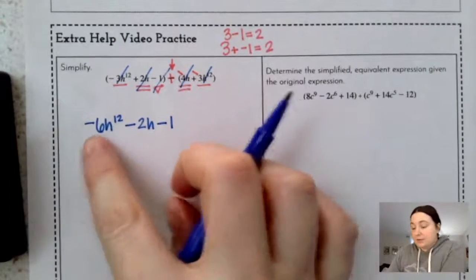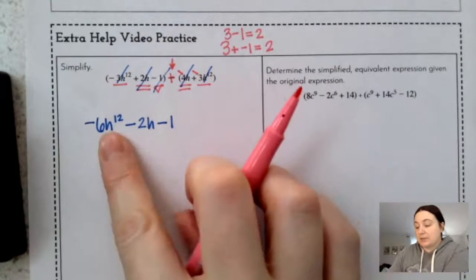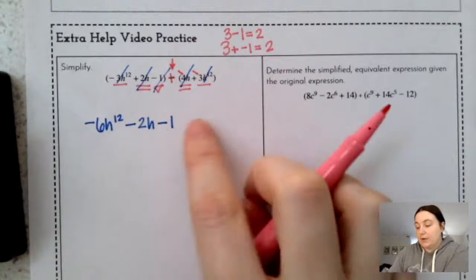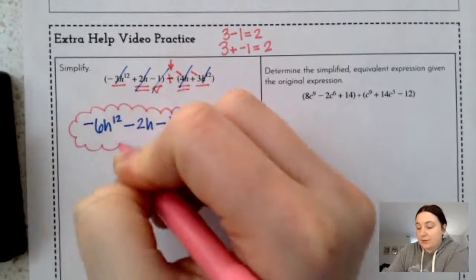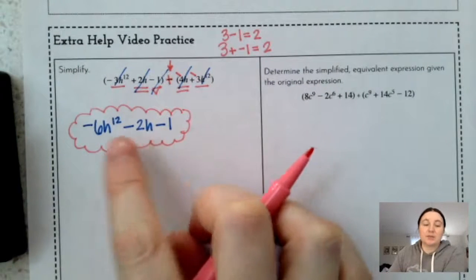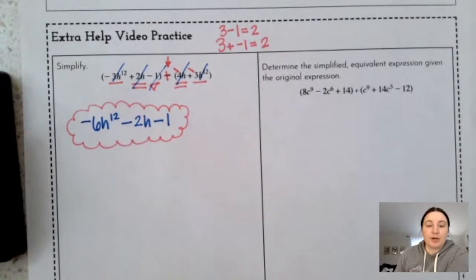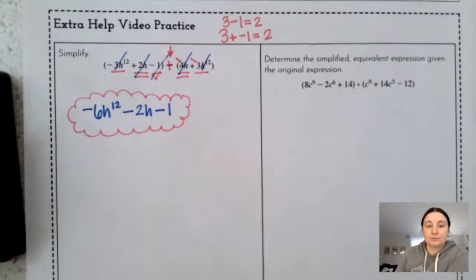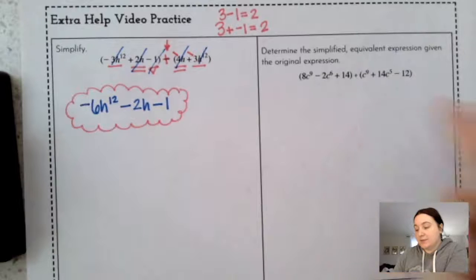Once you get here, just double check that this is in standard form, so highest exponent to lowest. I have a 12, a 1, none. So this is in standard form, so we're good. If it's ever not in standard form, you just move it to be in standard form. If these were flipped, you would just flip them to be in the correct order and rewrite it really quick. So subtraction just has that added first step, but this one is addition.